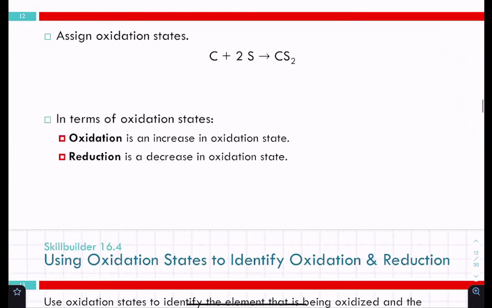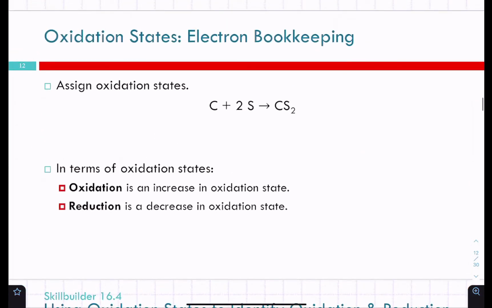Now you can come back to this problem and assign oxidation states for these. So carbon, an element by itself, is 0. Sulfur, also an element standing on its own, is also 0. And now sulfur is in which group? 6A. So sulfur will be -2. So there's 2 sulfurs, so the oxidation state for carbon is +4.